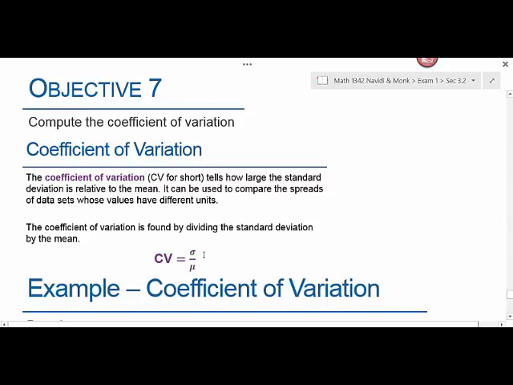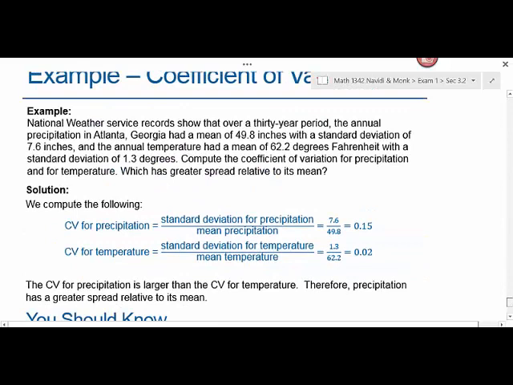So the coefficient of variation is just this formula. You take the standard deviation divided by the mean. That's called your coefficient of variation. In this example, we're told the National Weather Service records show that over a 30-year period, the annual precipitation in Atlanta, Georgia had a mean of 49.8 inches with a standard deviation of 7.6 inches. This value right here is the mean rainfall. This value right here is the standard deviation of the rainfall over 30 years. The annual temperature had a mean of 62.2 degrees and a standard deviation of 1.3 degrees.